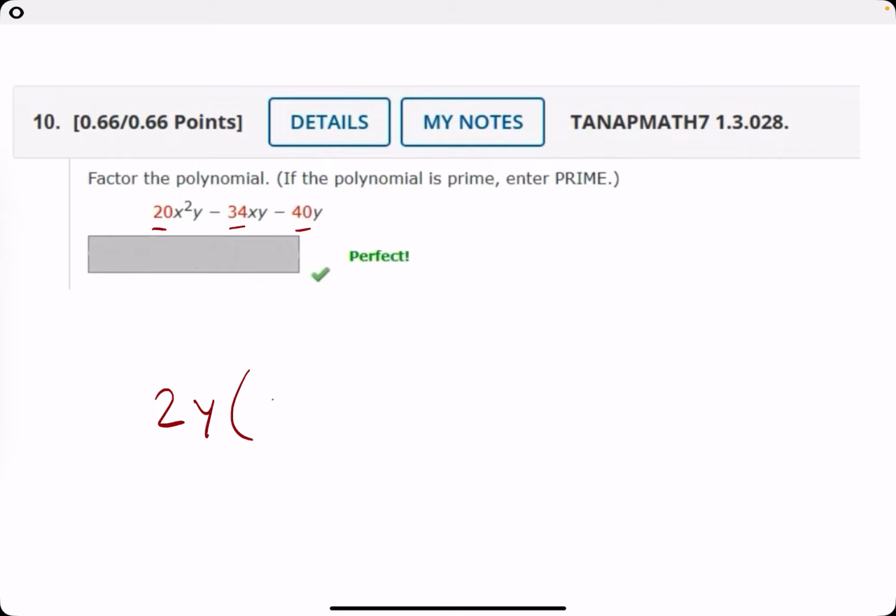Factoring out 2y from the first one, 20 divided by 2 is 10 x squared, y over y goes away. Minus 34 over 2 is minus 17, x stays, but y over y goes away. Then minus 40 over 2 is minus 20, and y over y goes away. Okay, so can we factor this?